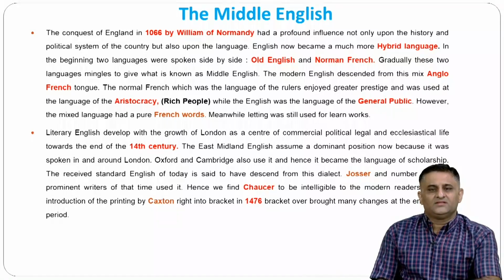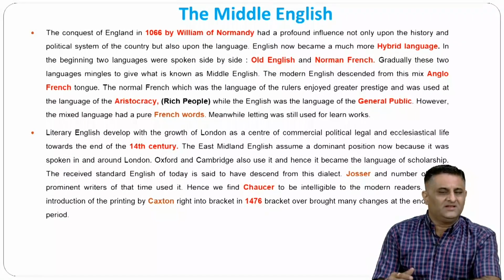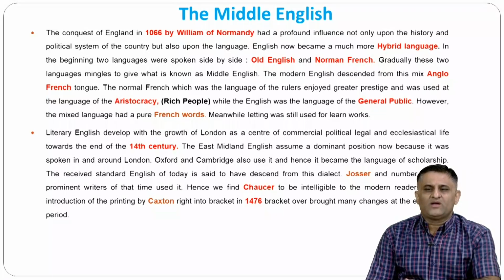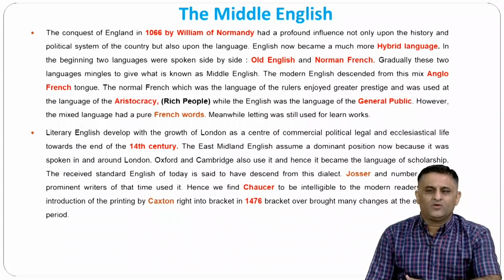Now let's see how William of Normandy made a significant impression on the language. English now becomes a much more hybrid language. In the beginning, the two languages were spoken side by side, Old English and Norman French. Gradually, these two languages mingled to give what is known as Middle English. Modern English descended from this mixed Anglo-French tongue.